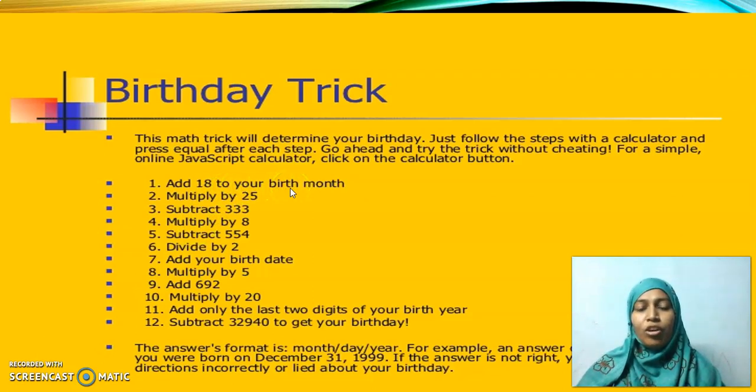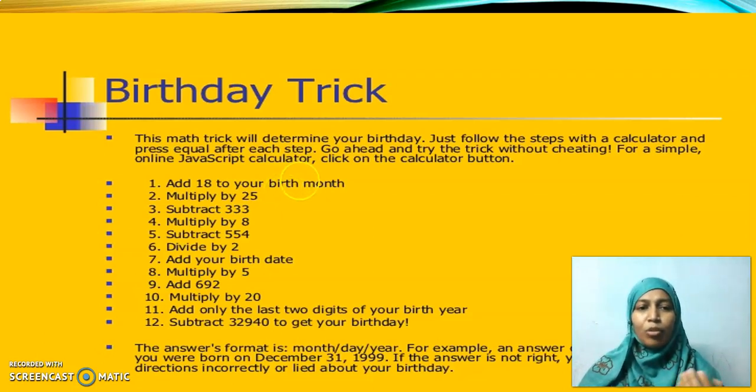If you are born in the month of February, month means we have number 2. Add 18 along with that. If you are born in October, the 10th month, add 18 with 10. Hope the first step is clear for you.